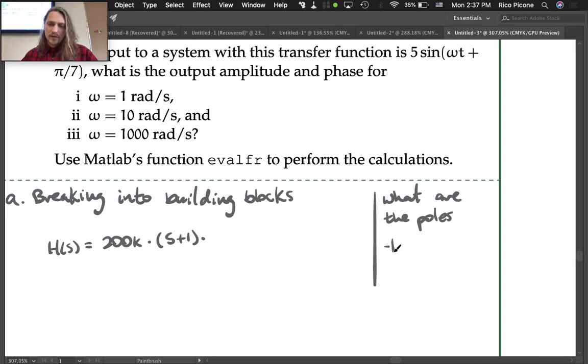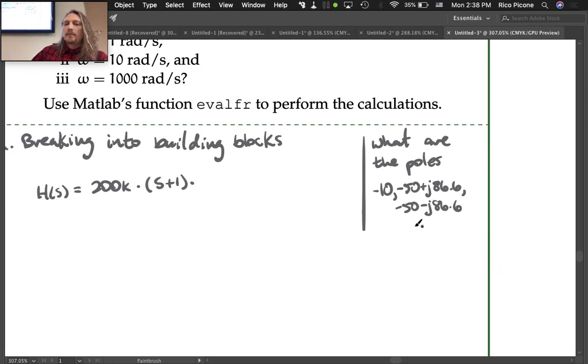-10. There's a real one. And then a complex conjugate pair. So -50 plus j86.6. I think that's a rounding. I don't recall for sure. And then -50 minus j86.6. So this is a pole pair, right? This is a complex conjugate pole pair.